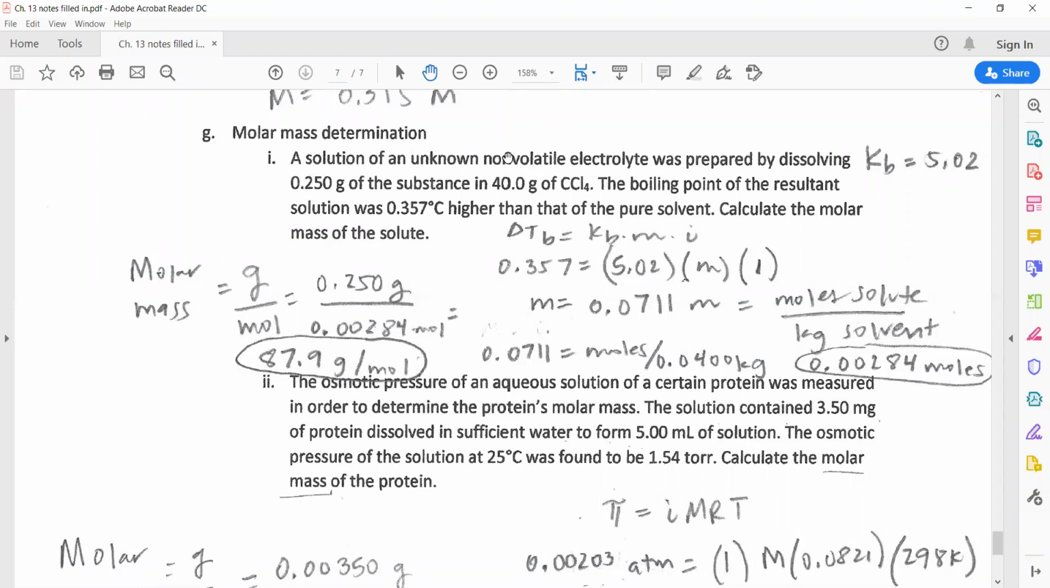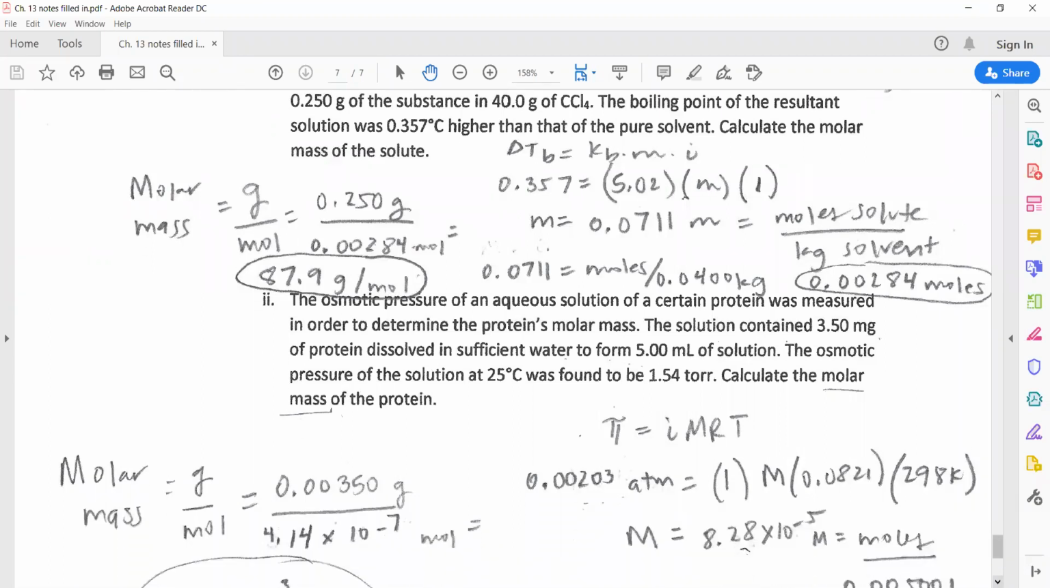So I go back into the problem, and I see that there were 40 grams of the solvent. I know molality already because I just found it. I know my kilograms of solvent because I can take 40 and divide by 1,000, which means I can now calculate the moles of my solute. So I cross multiply these two values, and I figure out that in that solution there were 0.00284 moles of solute. Now I can come back over here and plug in my moles, because remember, molar mass is grams per mole. So there were 0.250 grams and 0.00284 moles. We divide this out, and our ratio comes out to be 87.9 grams per mole.